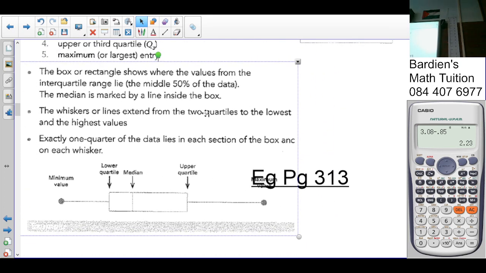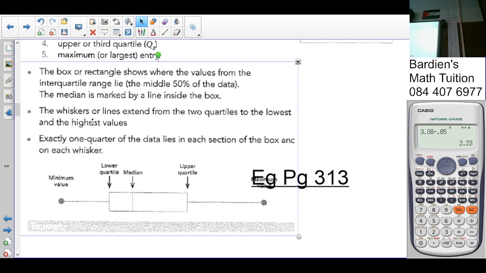A rectangle shows where the values of the interquartile range lie. Belvin, look here. The interquartile range lies in this box here. Can you see that? Yes. So the median is marked by a line inside the box. Can you see this?